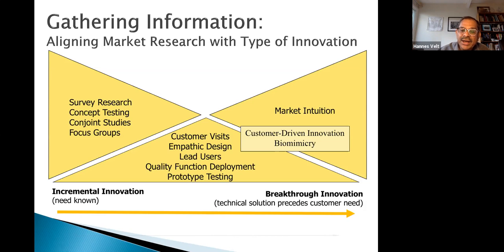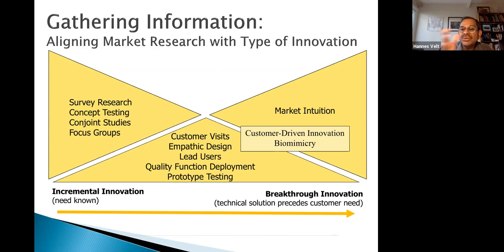On the extreme right, when there's a very new breakthrough or radical innovation, then there's no research that can help you. You need the judgment or intuition of a visionary leader like a Steve Jobs or Richard Branson or Elon Musk. These are people who have some intuition about what the future market is going to need. And that's where they bring out the radical or breakthrough innovation without doing any marketing research.